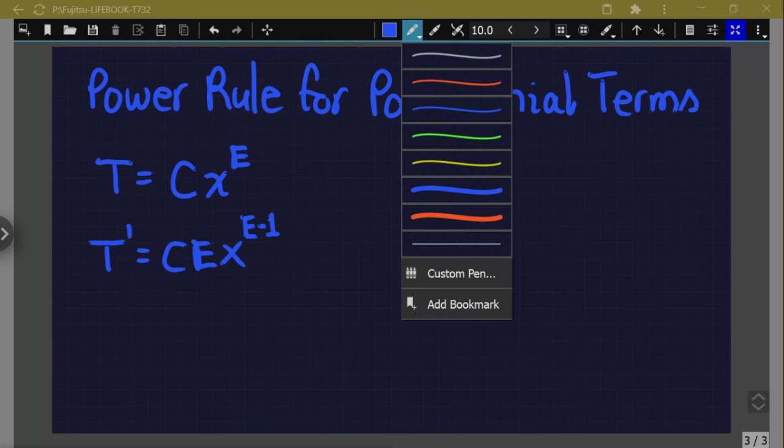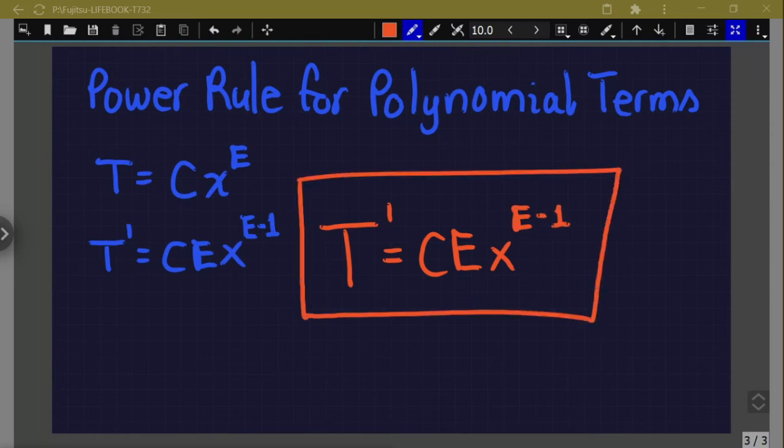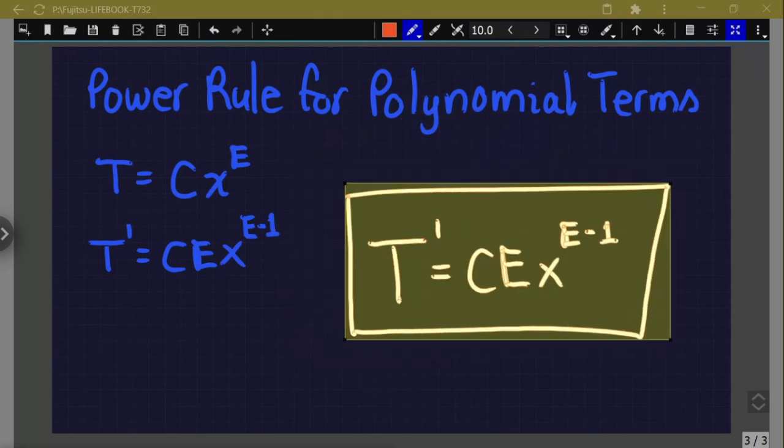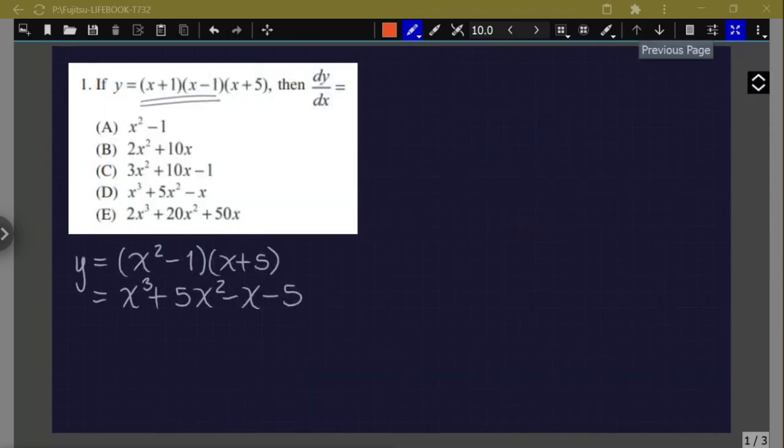Most of the time you can get away with simply saying that t prime is equal to ce, meaning the coefficient times the exponent times x to the exponent minus 1. A good little thing for you to memorize. So there you have it. Okay, we will be using that 4 times because we have four terms in this expression here. Okay, so let's see how we go about doing it with each one of them.